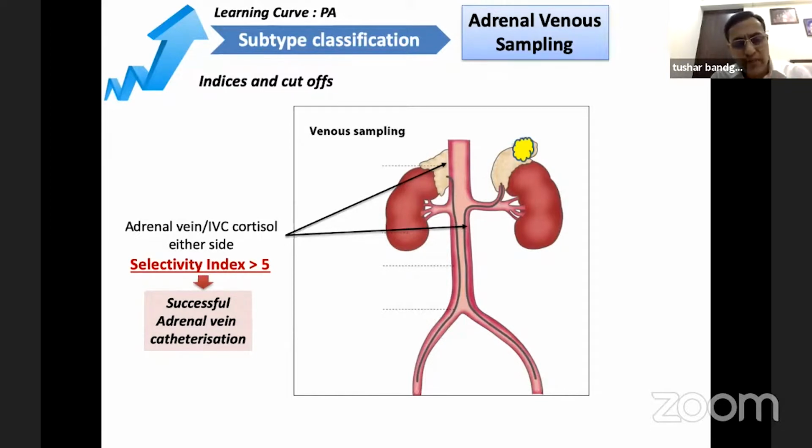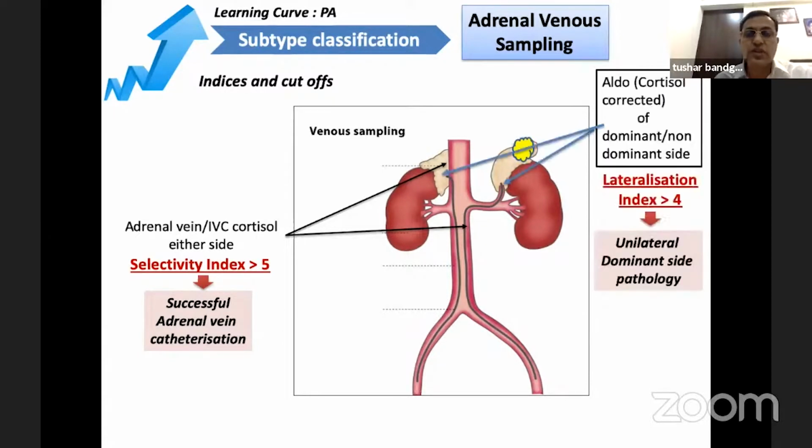So to know whether these adrenal veins have been catheterized properly or not, there's a particular index called the selectivity index, which means they look at the cortisol level from this adrenal vein and divide it by the peripheral vein cortisol. If it is more than 5 times that of the peripheral vein cortisol, that means the catheter is inside the adrenal vein, and you can interpret or analyze the aldosterone values which can be taken.